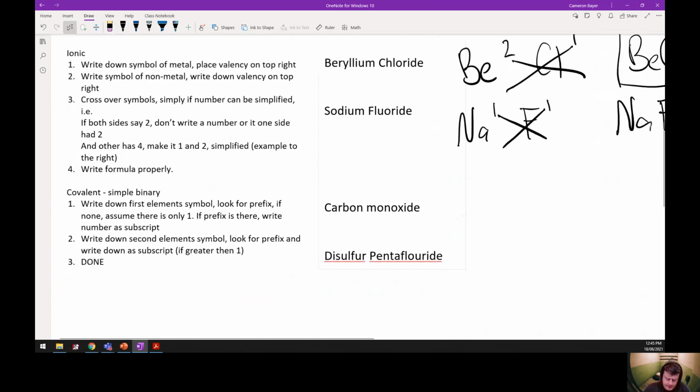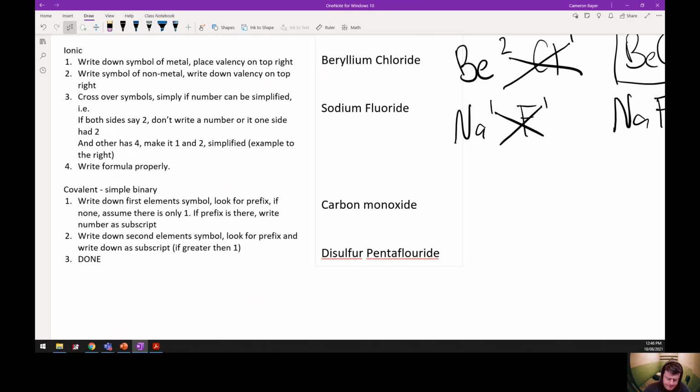So what I'm going to do is show you this one. Covalent, when it's a simple binary pair, you've got to write down the element symbol first. So for that one, look at the prefix, and if there's no prefix, you're just going to assume that it's 1. It's actually really easy. These names give you the numbers of atoms to write. It literally tells you. It's so much easier.